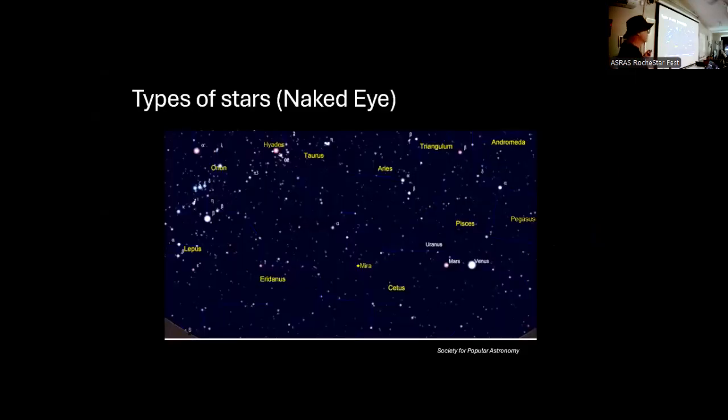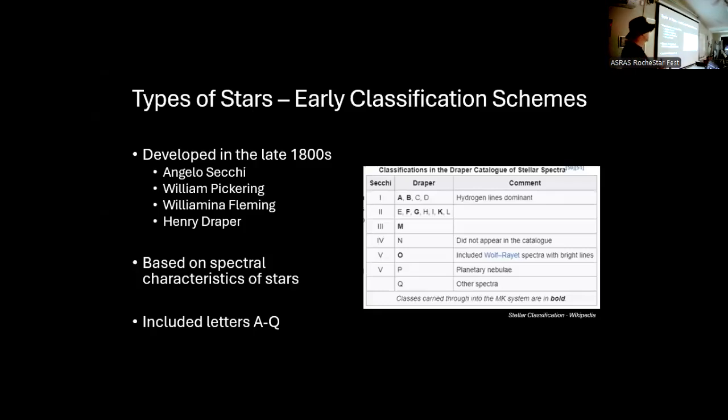If you look at types of stars, initially before telescopes, all we had was the naked eye. And so this is an example, colorized, but people observed there are larger stars and smaller stars. People observed that there are stars of different color. And then they began to organize that perception. So the early classification schemes had initially assigned stars Roman numerals. Then they assigned stars letter classifications A through Q.